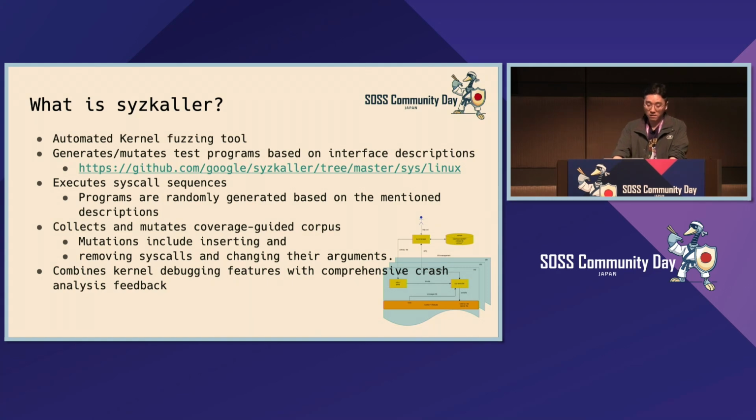What is Syzkaller? This is an automated system that continuously tests the kernel while managing an efficient collection of the test cases from maximum code coverage. You can refer to the link provided later for hands-on practice. These tools have key points: interface-based test generation, smart corpus management, and comprehensive crash analysis.